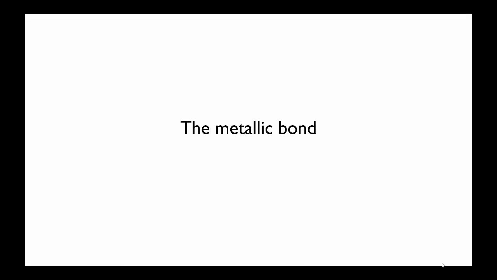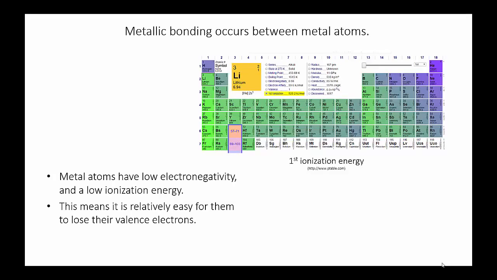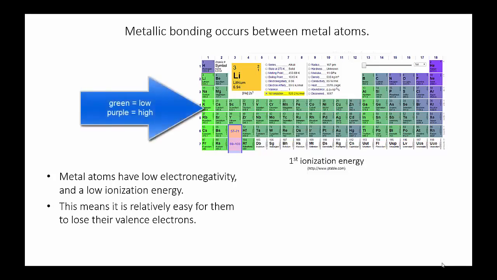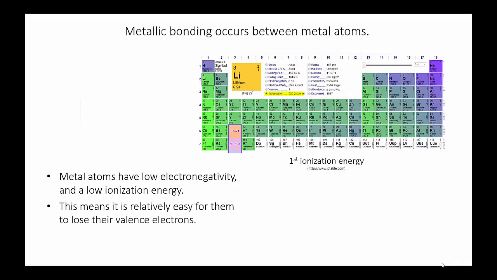Metallic bonding occurs between metal atoms. The valence electrons of a metal atom have a low ionization energy, and the atom itself has low electronegativity. This means that the valence electrons are not strongly tied to their parent atom, and this leads us to a model of metallic bonding called the electron sea model.